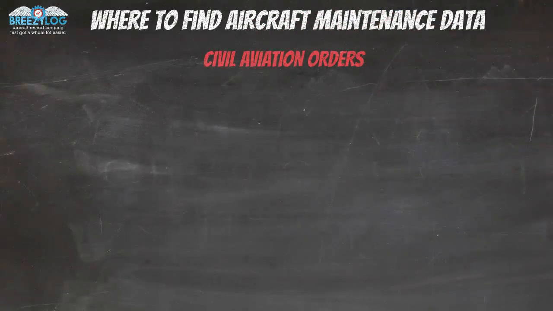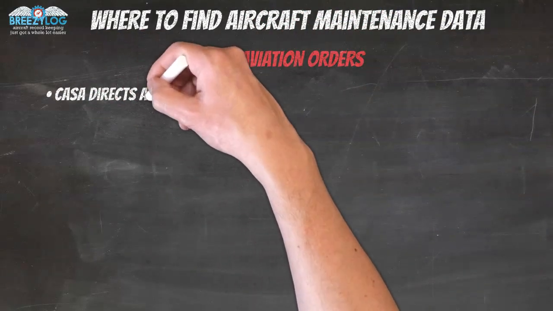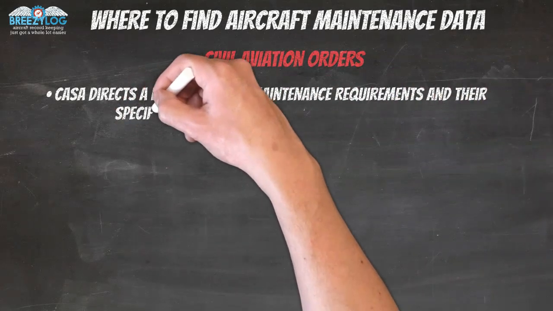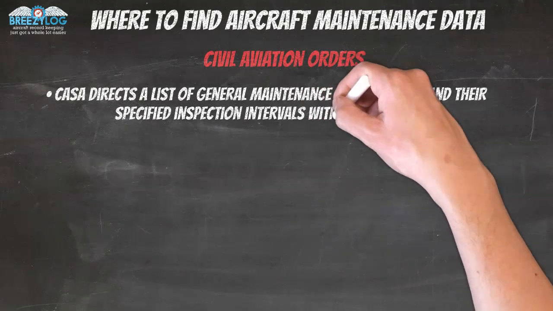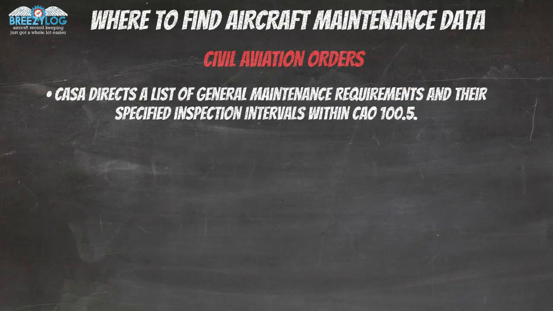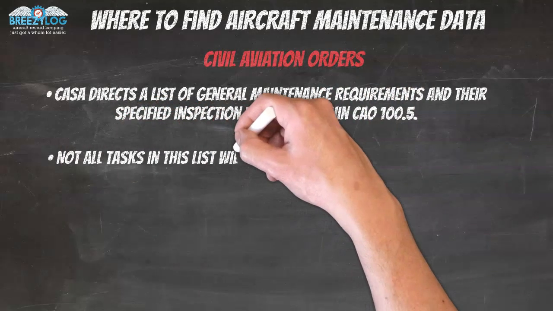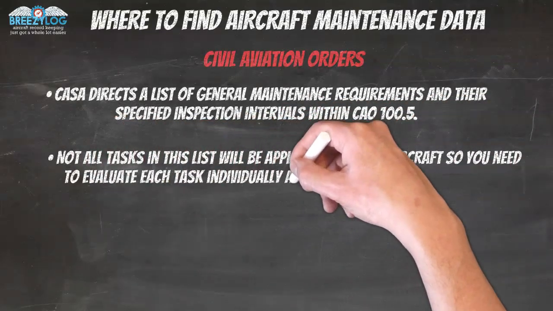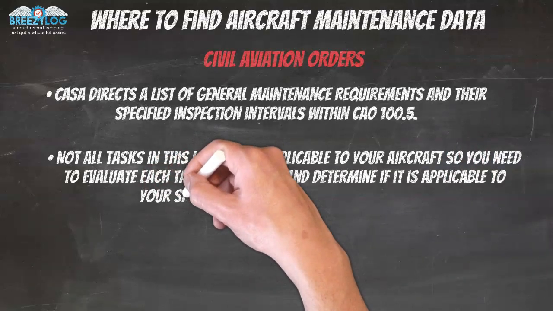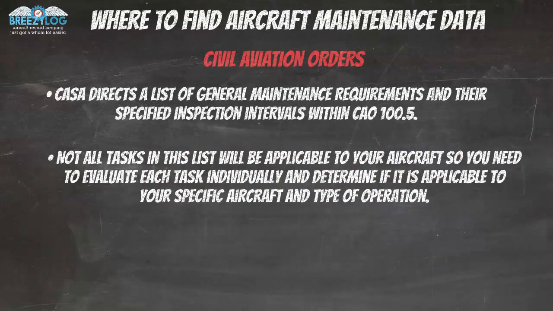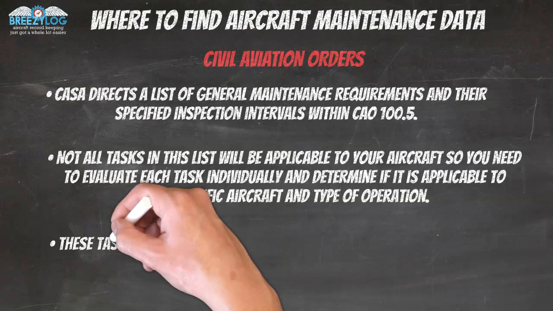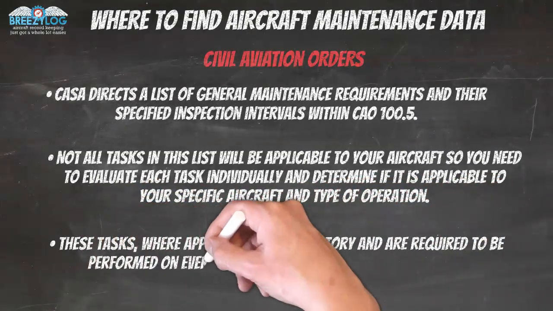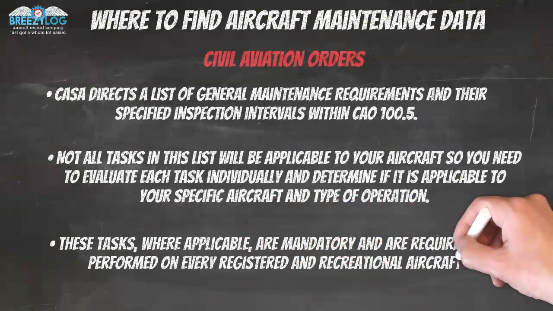Civil Aviation Orders. CASA directs a list of general maintenance requirements and their specified inspection intervals within CAO 100.5. Not all tasks in this list will be applicable to your aircraft, so you need to evaluate each task individually and determine if it is applicable to your specific aircraft and type of operation. These tasks, where applicable, are mandatory and are required to be performed on every registered and recreational aircraft.